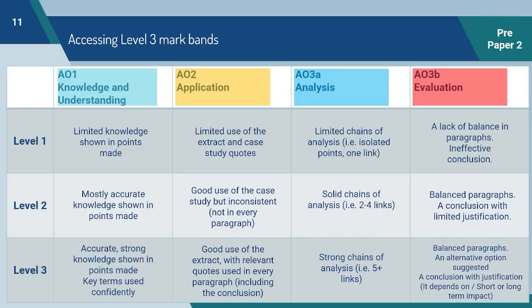Level 1 would be limited knowledge. Maybe you've made inaccuracies or you haven't made effective points, so it's not clear whether you've got the understanding correct. Level 2 would be mostly accurate knowledge. Level 3 would be strong knowledge shown and good use of key terminology. We want you to write like business students, not just write like teenagers.